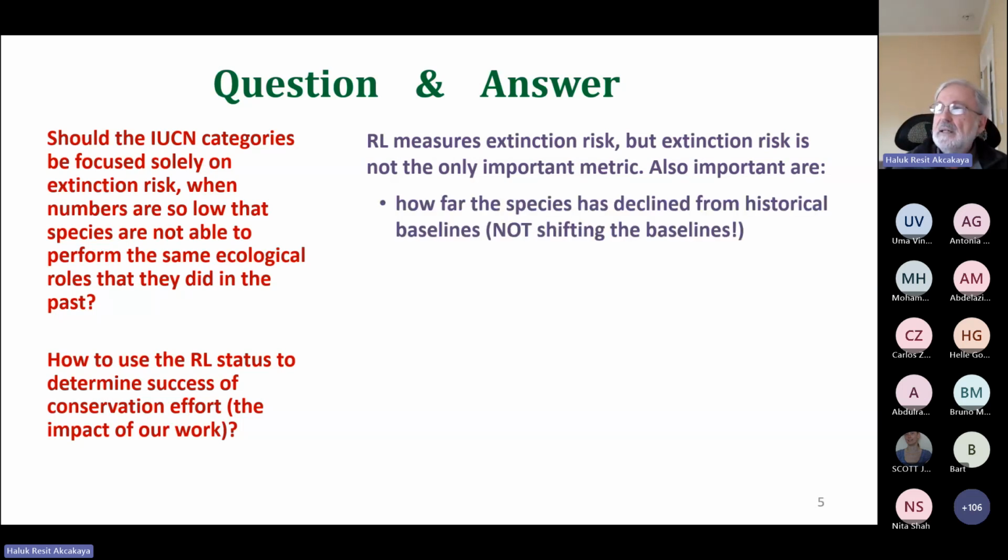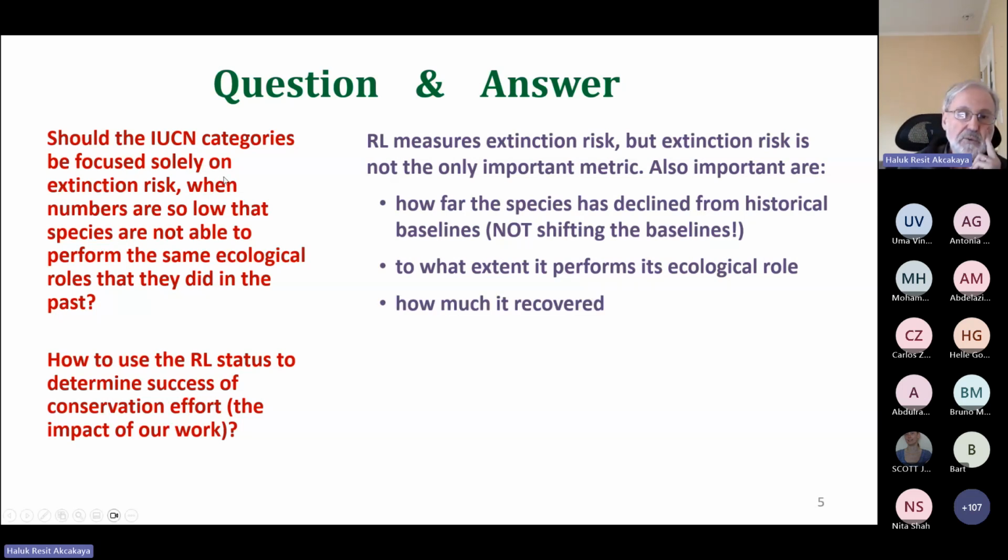Also important are things like how far the species has declined from historical baseline. So how do we avoid the shifting baseline syndrome? Or to what extent the species performs its ecological role, which is the topic of the first question here. Or how much the species has recovered and how much of this recovery can we attribute to our efforts? What is the effect of our conservation efforts? And this is, of course, related to the second question.